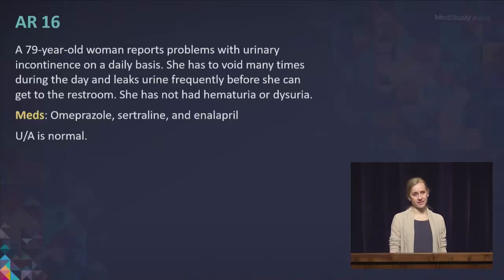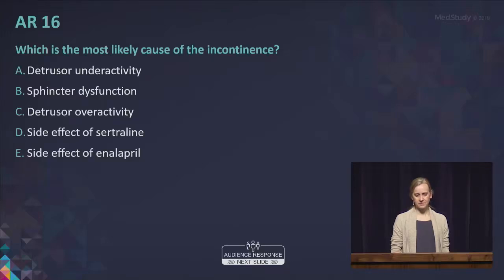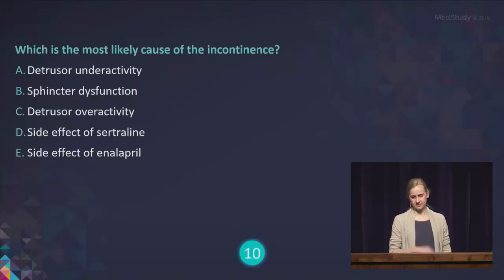So we have some more audience response questions. The first one: a 79-year-old woman reports problems with urinary incontinence on a daily basis. She has to void many times during the day and leaks urine frequently before she can get to the restroom. She has not had hematuria or dysuria. Her medications are omeprazole, sertraline, and enalapril. Her urinalysis is normal. What is the most likely cause of the incontinence?